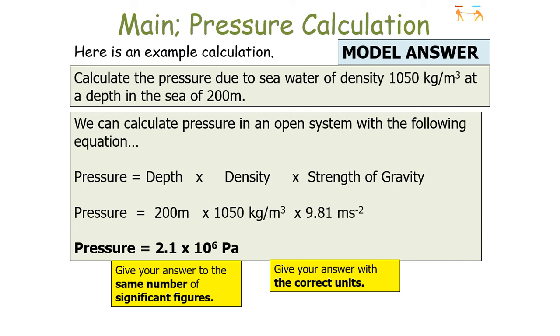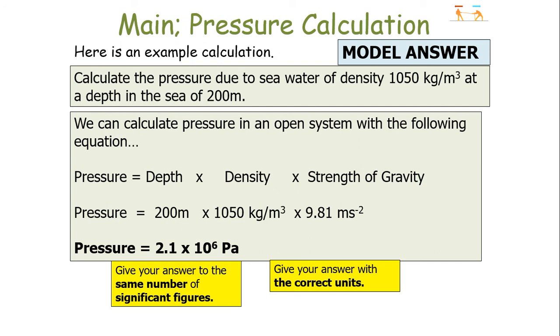So calculate the pressure due to seawater of density 1050 kilograms per meter cubed at a depth of 200 meters in the sea. So you find your equation, which is written in the equation sheet in your exam. Pressure equals depth times by density times by strength of gravity. So you plug your numbers in. 200 times by 1050 times by 9.8.